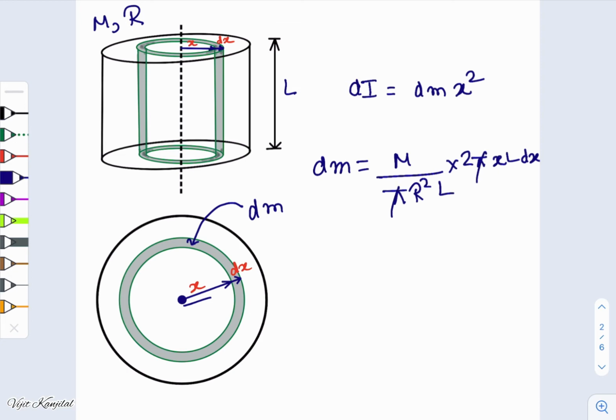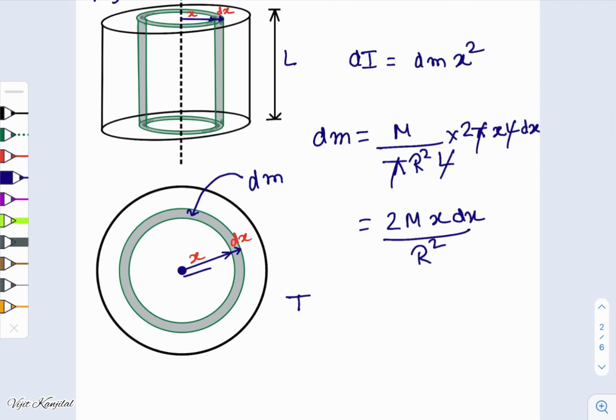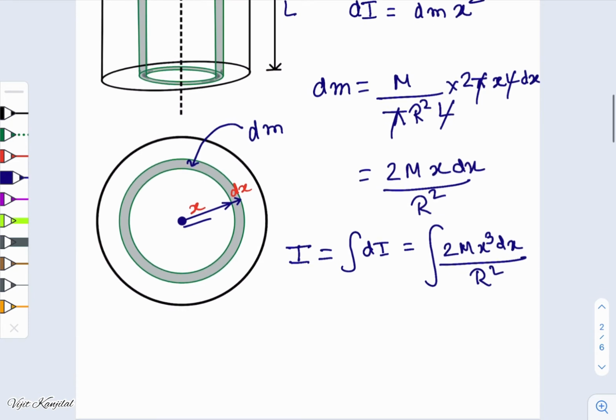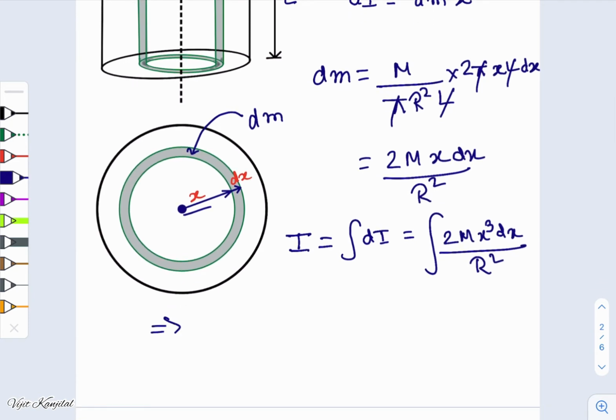So let us simplify this equation first. What do we get? L gets cancelled out. So we are left with 2 m x dx by r square. Now let us calculate the net moment of inertia of this solid cylinder, which should be integral of dI, which should be integral of 2 m x cube dx by r square. So we can further simplify this equation as I equals 2m by r square, this is the constant term, integral of x cube dx.